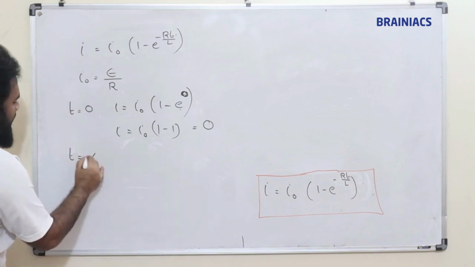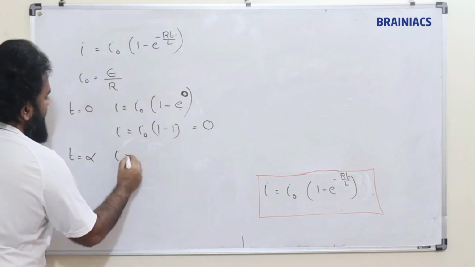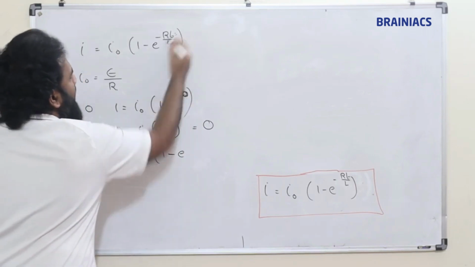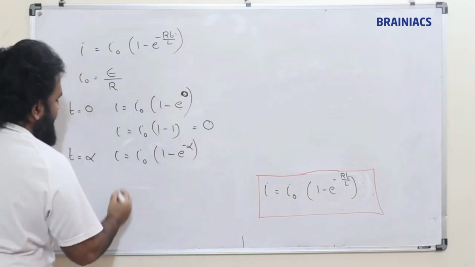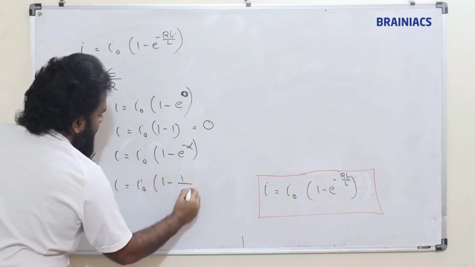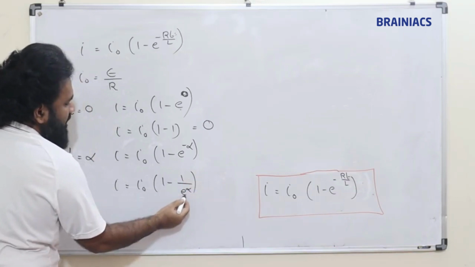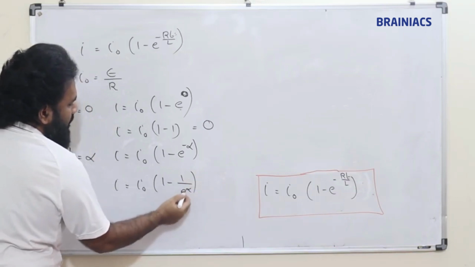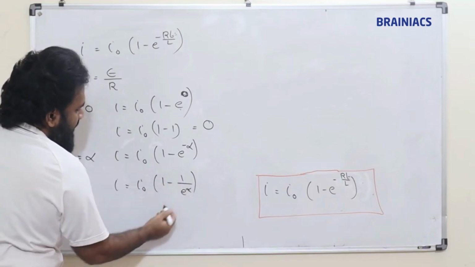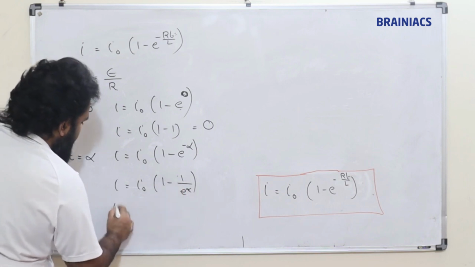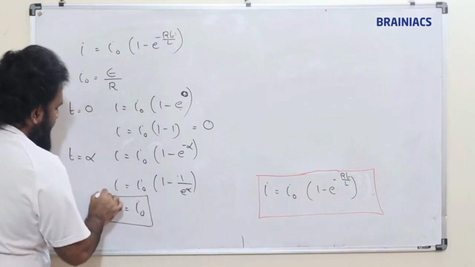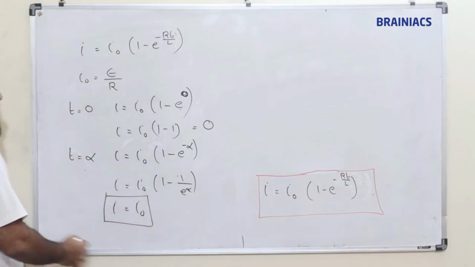Then at a time t is equal to infinity, meaning after some time, I is equal to I naught into 1 minus e raised to minus infinity. So I is equal to I naught into 1 minus 1 by e raised to infinity. E raised to infinity is infinity, and 1 by infinity is 0. So this is nothing but I naught. So at a time t is equal to infinity, the value of current will be I naught.